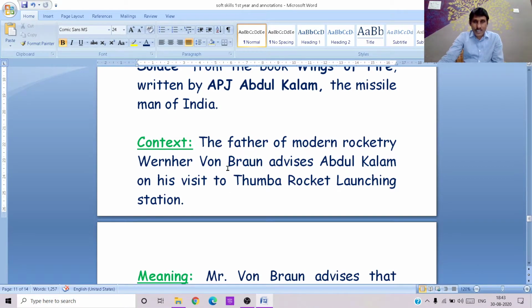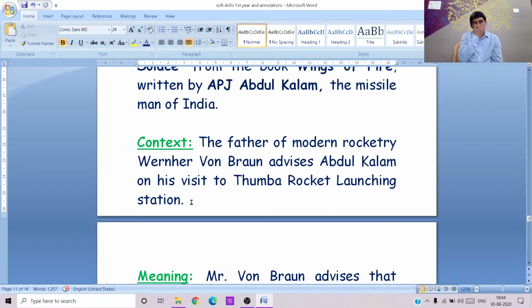The father of modern rocketry, Werner von Braun, advises Abdul Kalam on his visit to Thumba rocket launching station in Kerala. So in the 1970s, Abdul Kalam undertook a project of developing the SLV project indigenously, and he was able to launch 4 satellites. The first was a failure, the second was partially a failure, partially successful, like that. Finally it succeeded. And at the time, one famous scientist, of course the father of modern rocketry, we can say, from the USA, from America, visits India.